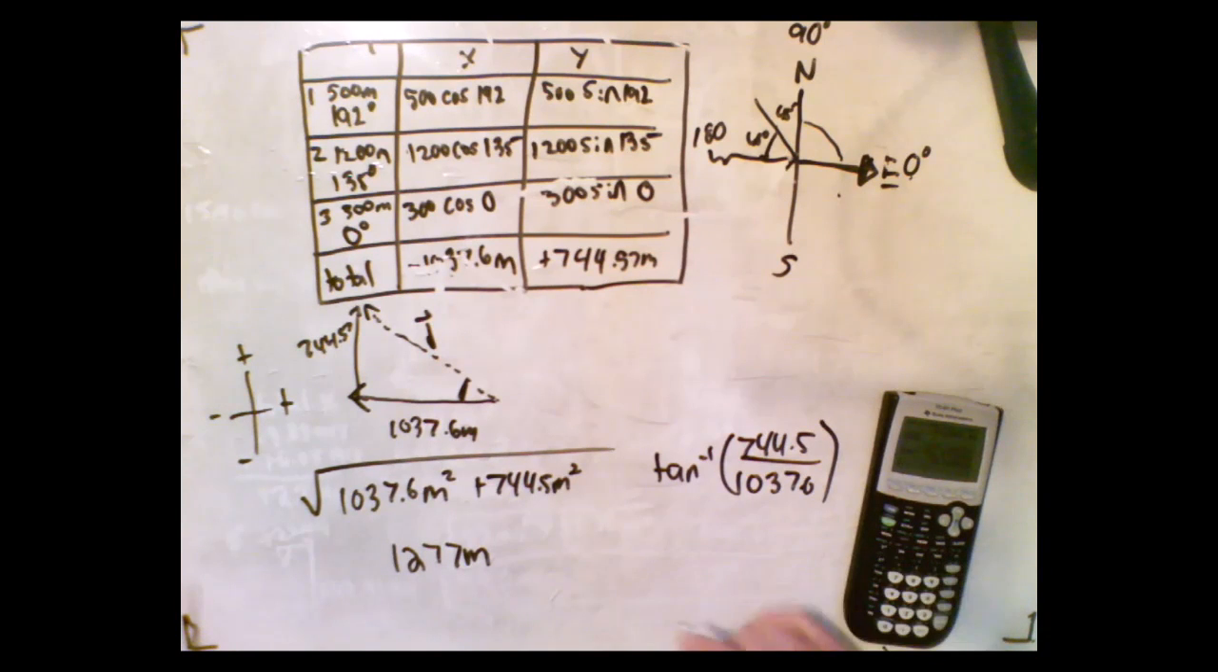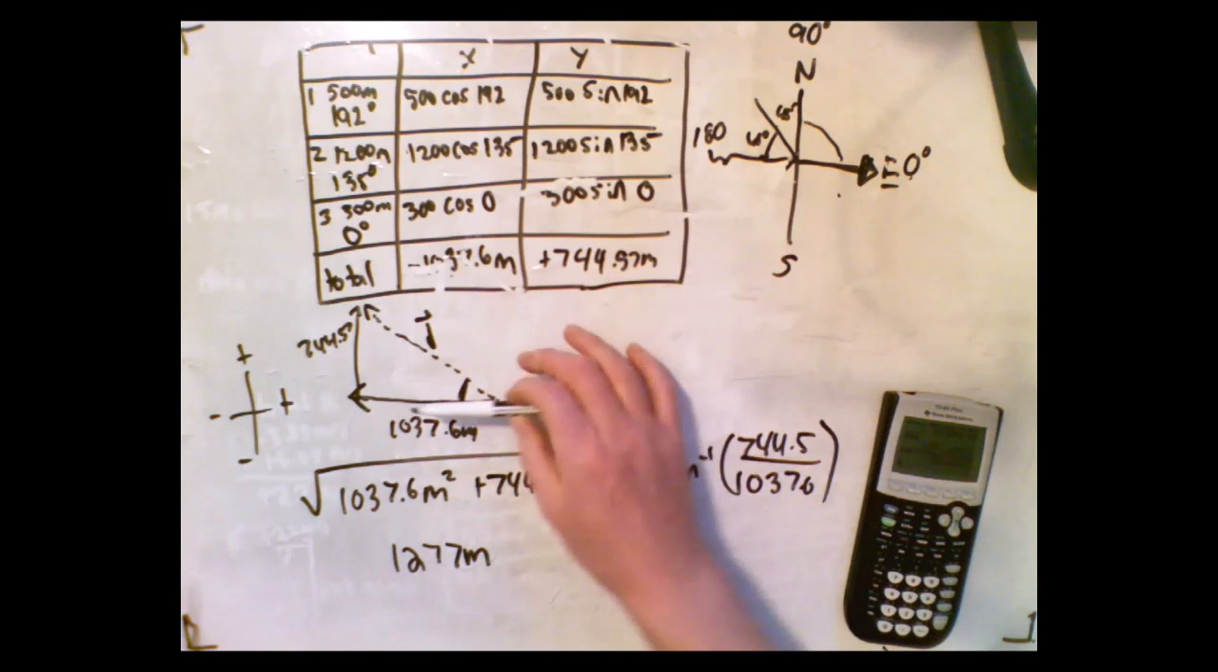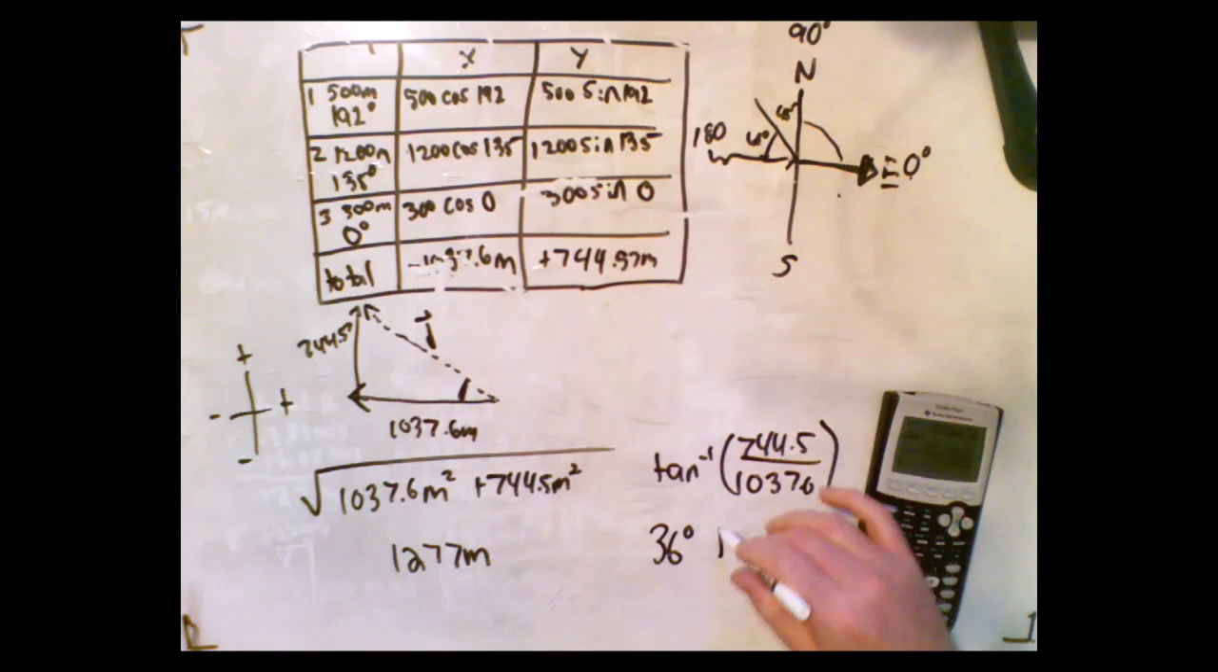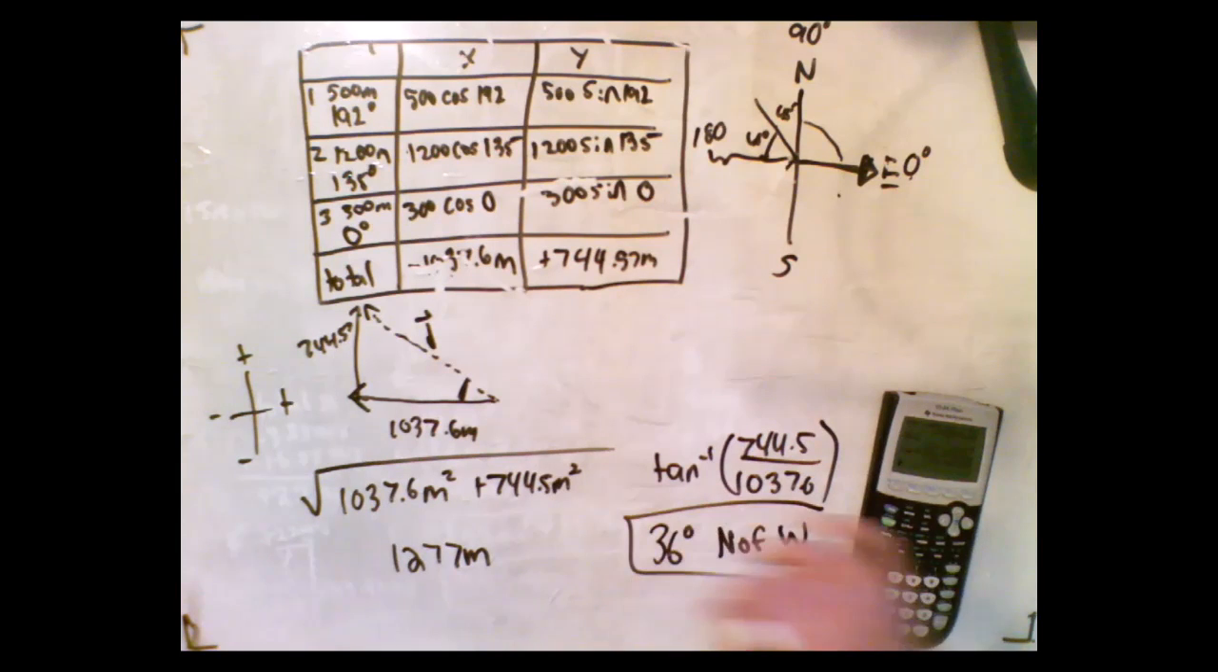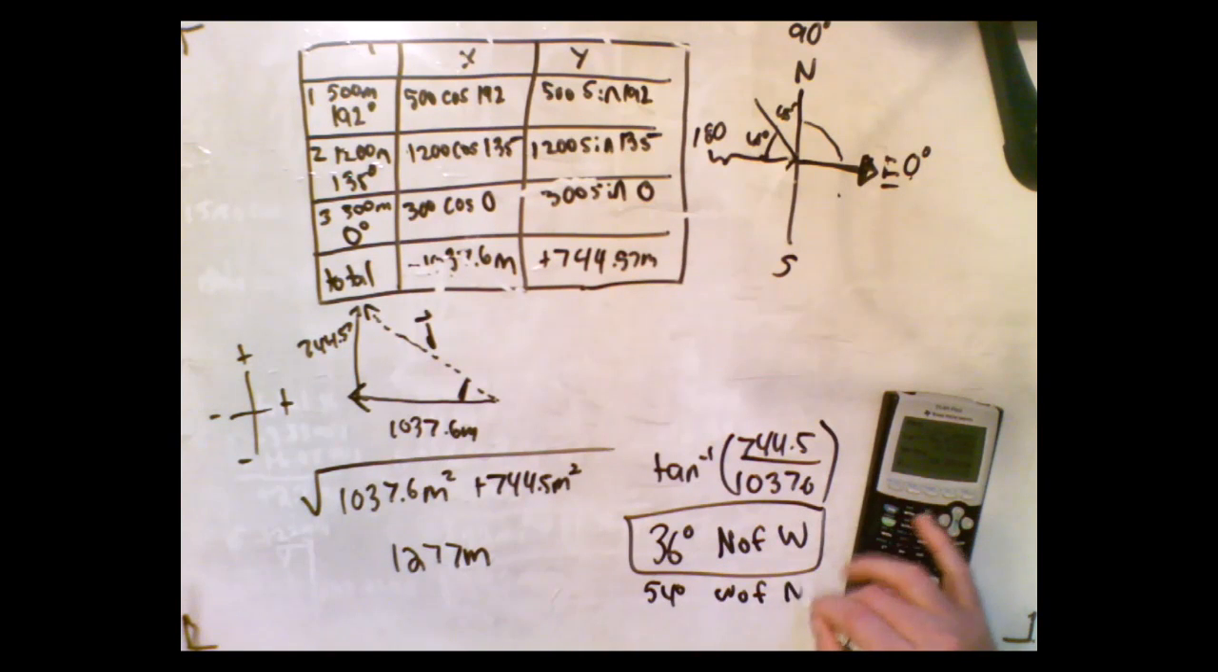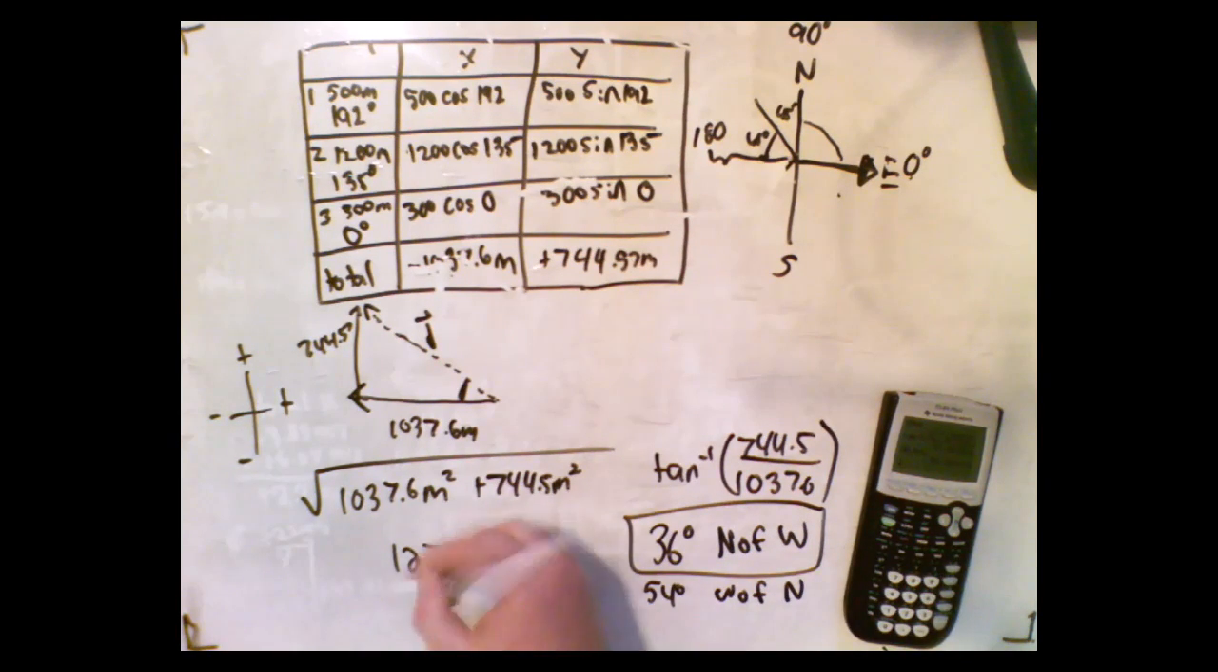And I get, how many sig digs? We have 2 sig digs. 36 degrees. I'm not going west, I'm going north of west, right? And the other answer that works is if you did 54 degrees west of north, if you drew it the other way around. And this should be to 2 sig digs, but whatever.